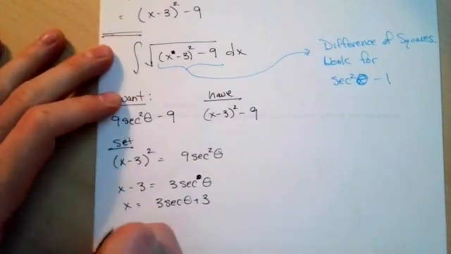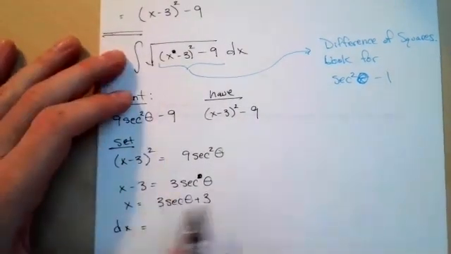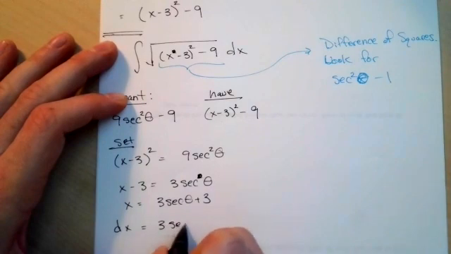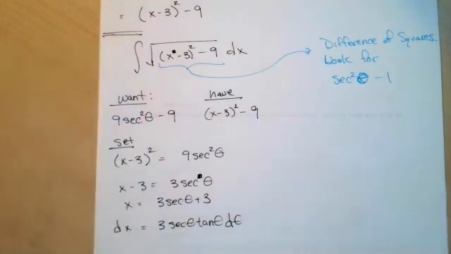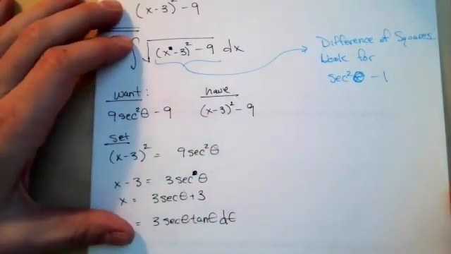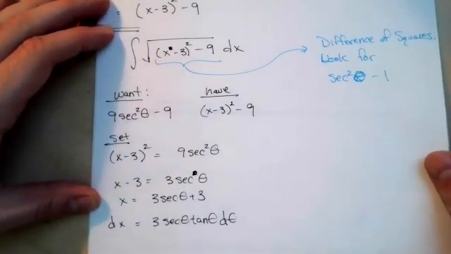And nicely enough, when we take a derivative, that plus 3 is going to go away. So it's not going to be a complicated thing that ends up in the differential or anything like that. So we will have 3 times the derivative of secant, which is secant tangent, and then d theta. Everyone got it?